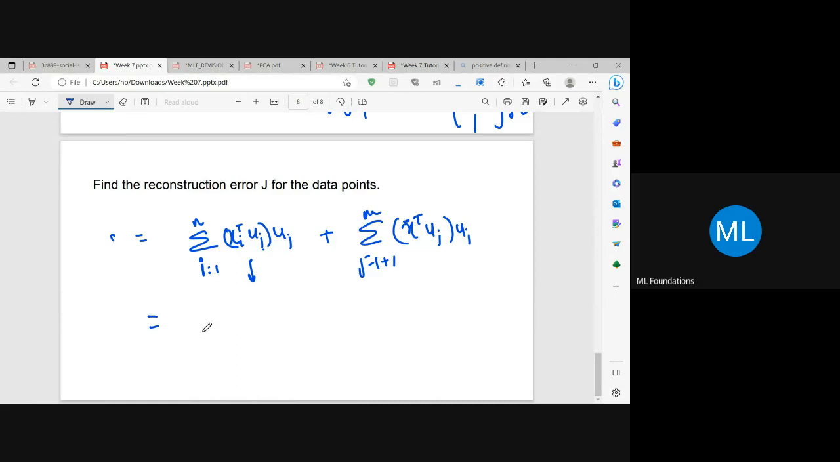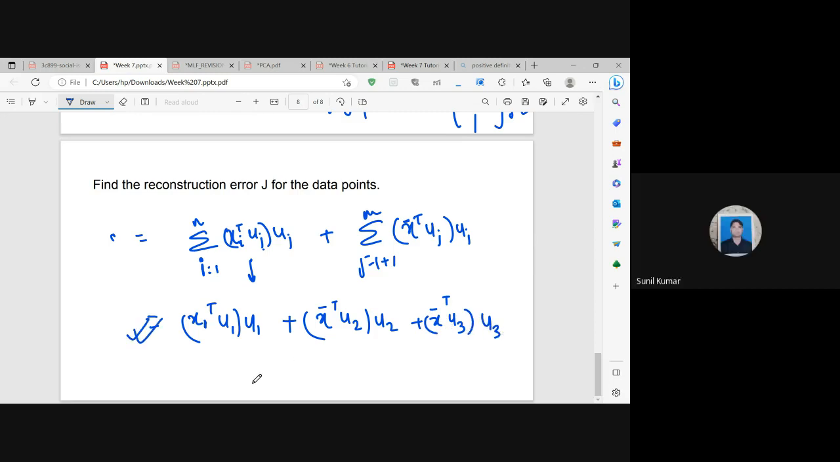So the formula would be what? x1 transpose u1 into u1, right? Here it should be what? This is x bar, which will always be the same. x bar into u2 plus x bar into u3. Is this clear to everyone now?